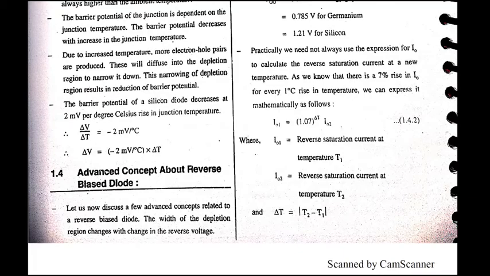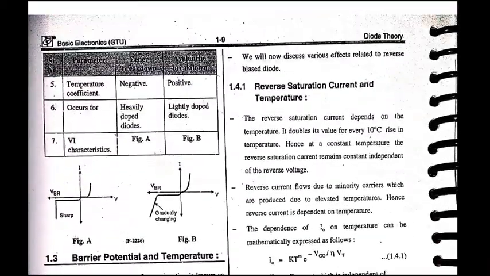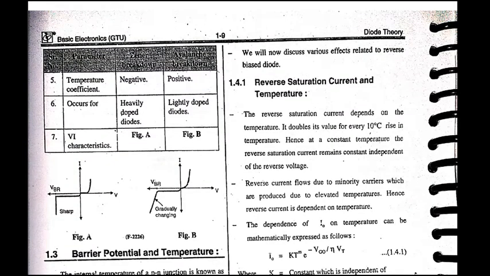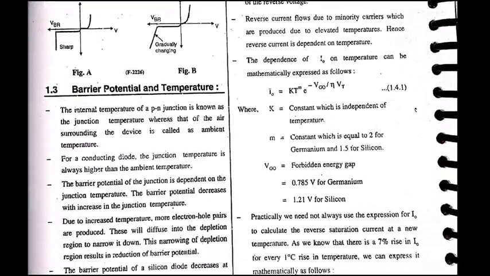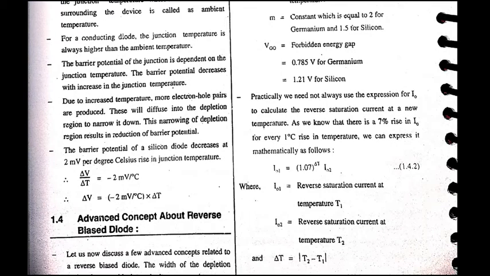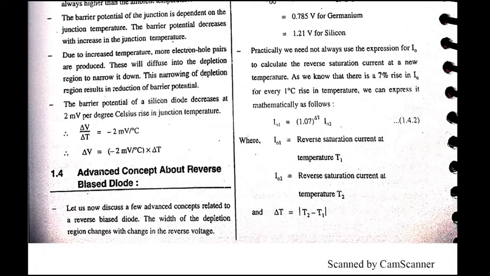Advanced concept about the reverse bias diode. In this we discussed reverse saturation current, that for every 1 degree increase, just remember this formula here, a 7% rise is seen in I naught with the 1 degree rise in temperature. Due to this we have a formula, I naught is equal to I 1.07.